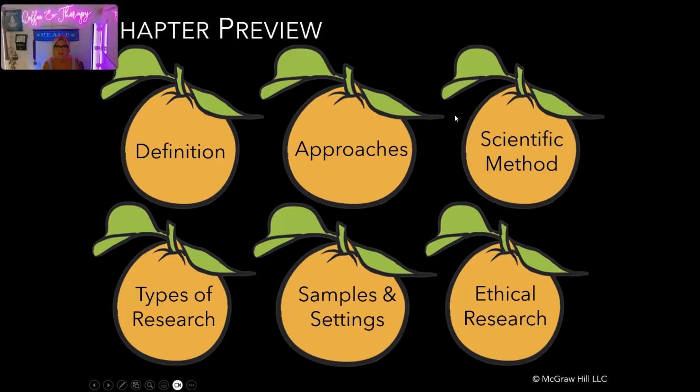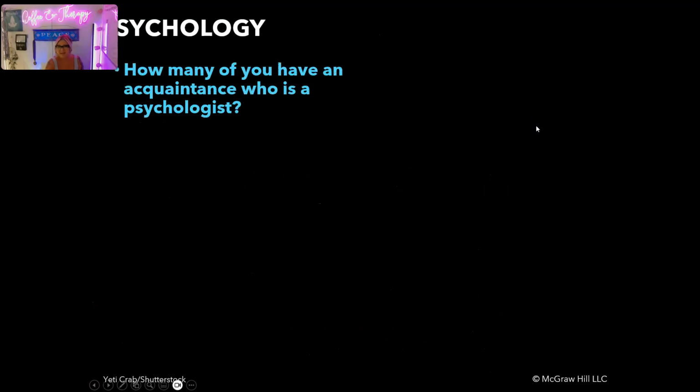All right, so in your text, these are the chapter preview. We're going to define some things in psychology. You're going to learn about the approaches, the scientific method, types of research, samples and setting, and then of course, ethical research. So basically, chapter 1 is just a nice overview of what's to come in all of the other chapters.